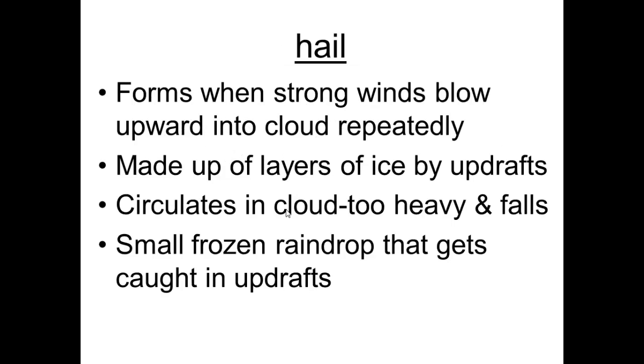Hail forms when very strong winds blow upward into a cloud. These winds blow raindrops back up into the freezing air at the top of the cloud. This creates a small piece of ice. As the ice is blown through the cloud many times, many layers of water freeze on it. Finally, it gets too heavy for the winds to carry it back up. The hailstone falls to the ground. Most hailstones are about the size of a pea. Some can get bigger than a baseball.